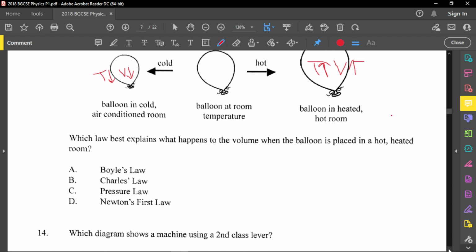It said, which law best explains what happens to the volume when the balloon is placed in a hot, heated room? All right, so I'm going to tell you some things that I used to use to remember these laws. Let's start with Boyle's law. For Boyle's, he explained that pressure and volume are inversely related. But listen to how I used to remember it.